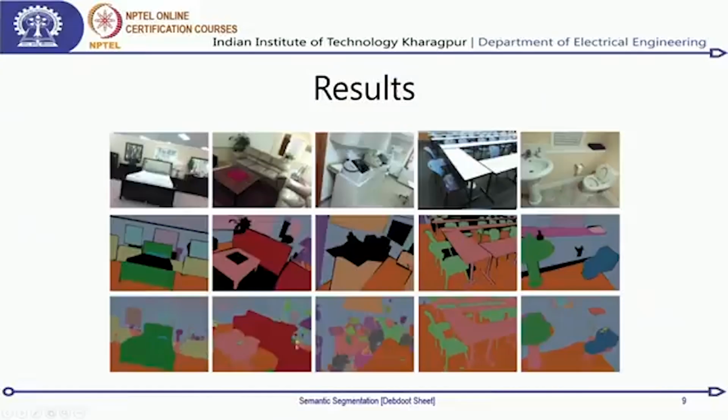That was the only downside, but the method and the performance have improved, and the results are much better if you look at them now.